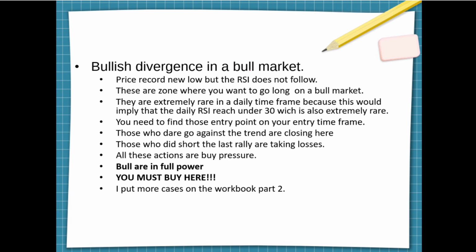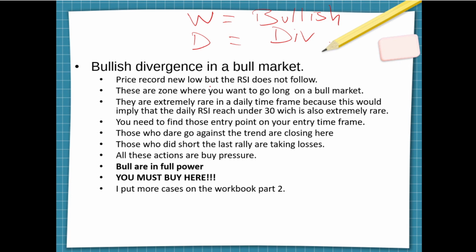Bullish divergence in a bull market. So on the weekly we are bullish, and on the daily we have a divergence. This is the situation. So price records a new low.